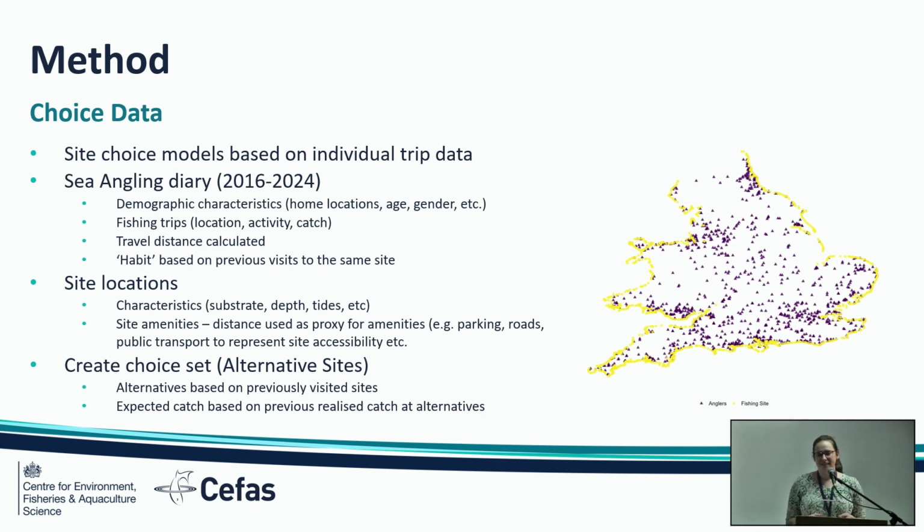And then we also needed to create a choice set. For every time they fish, they make a decision about which site they're going to choose. So we had to create a list of alternatives that they were choosing between. We used all of the sites that they had previously visited for each choice set, so they can decide based on that. And then we also created an expected catch variable based on what had been caught at each site previously.